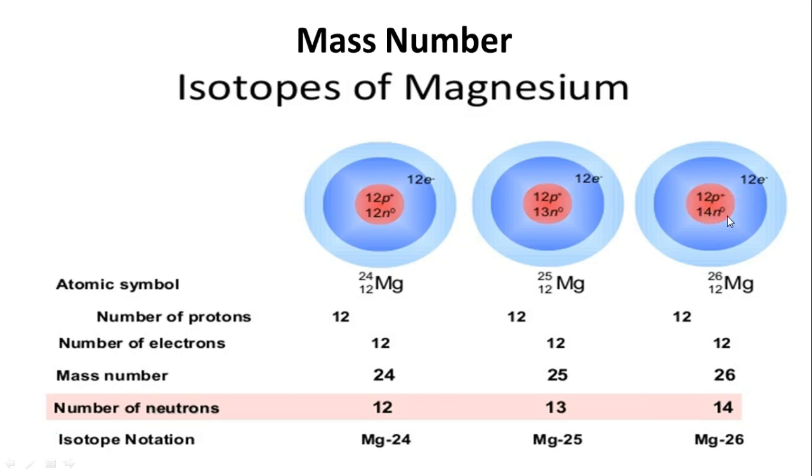Now, the most important thing for what we're talking about in this video is that the mass number is only one single isotope, so one single atom. So in other words, the mass number of this particular atom is 24. The mass number for this one is 25, and the mass number for this particular magnesium is 26. So the mass number is only for one single instance of that particular atom. Just one atom, that's it.